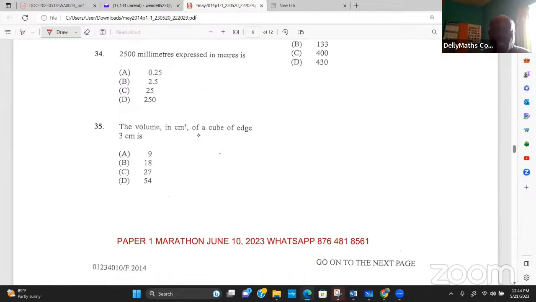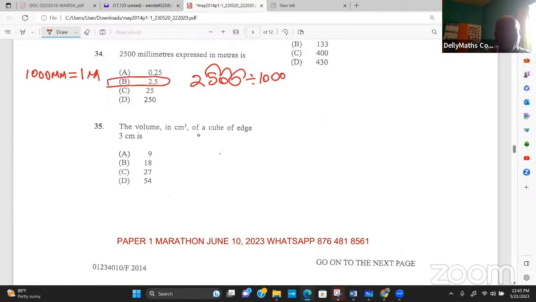So here's the question. 2,500 millimeters expressed in meters. We want to relate how many millimeters give you 1 meter. So it's 1,000 millimeters that gives 1 single meter. So if I have 2,500 millimeters and I want to take that to meters, I'm going to divide this by 1,000. And so 1, 2, 3, I'm getting 2.5 meters.